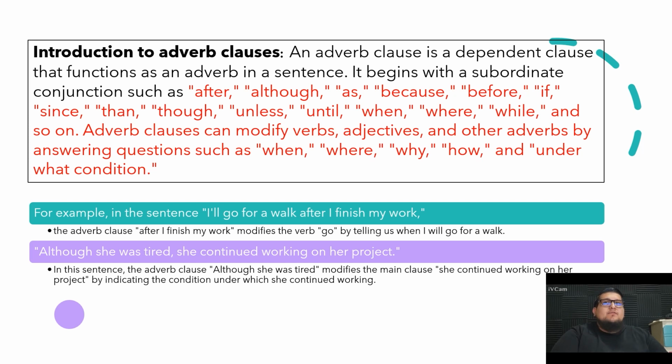the adverb clause after I finish my work modifies the verb go by telling us when I will go for a walk. Although she was tired, she continued working on her project. In this sentence, the adverb clause, although she was tired, modifies the main clause, she continued working on her project, by indicating the condition under which she continued working.